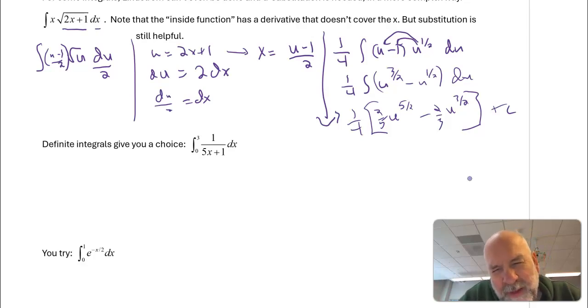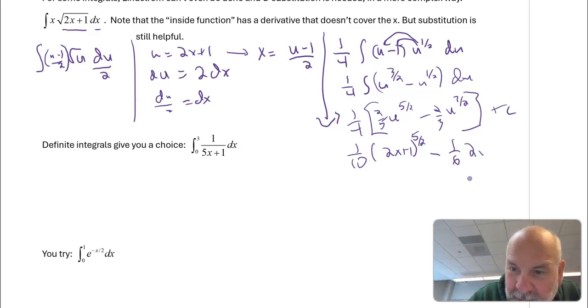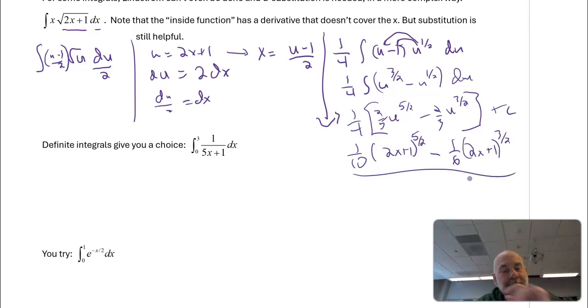So 1/4 times 2/5 is 1/10. So it's 1/10, and u is 2x plus 1. 2x plus 1 to the 5/2 minus, 1/4 times 2/3 is 2/12. Wow, that's 1/6. And plug in the u. 2x plus 1 to the 3/2. Done.